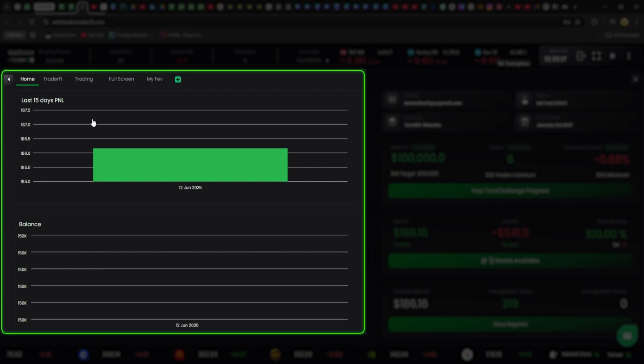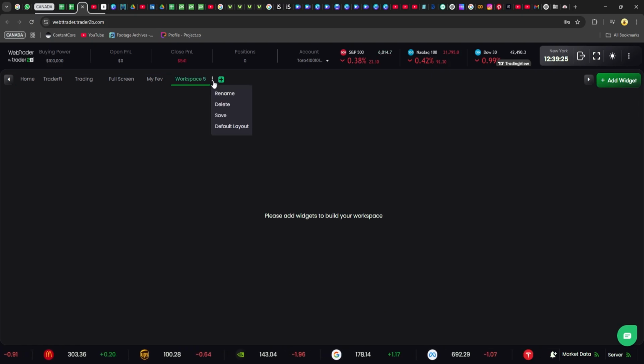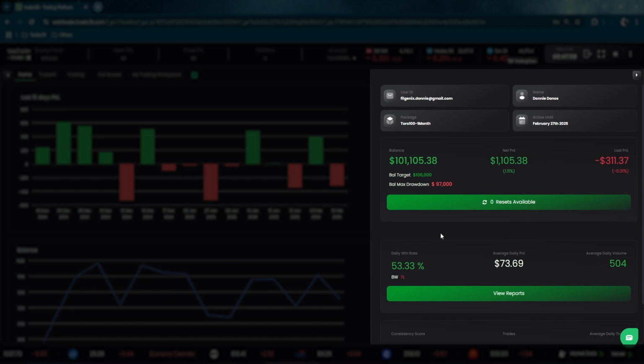By default, next are the Home, Trader Fi, Game, Trading, and Full Screen tabs. You can go ahead and create your own workspace by clicking the green cross icon and rename using the 3 dots, then save. The right section shows your account information, including your account ID, account name, package, or the plan you are subscribed to, and the expiration date of your account.